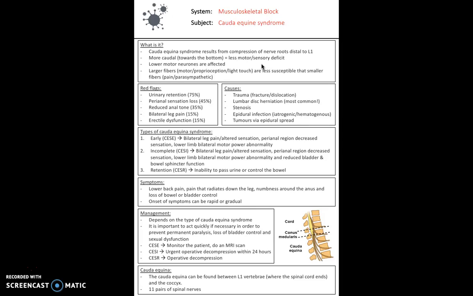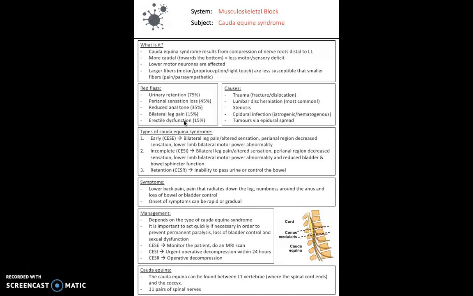So the higher up the lesion or the compression, the more symptoms or the more motor sensory deficit the patient's going to experience. It tends to be the lower motor neurons that are affected, and larger fibres that carry things like motor impulses, proprioception, like touch, are less susceptible than those smaller fibres that carry things like pain and parasympathetic innervation. The red flags for Cauda equina syndrome include urinary retention, so 75% of patients who have Cauda equina syndrome will also have urinary retention, perianal sensation loss, reduced anal tone, bilateral leg pain and erectile dysfunction in men are also common red flags for Cauda equina syndrome.